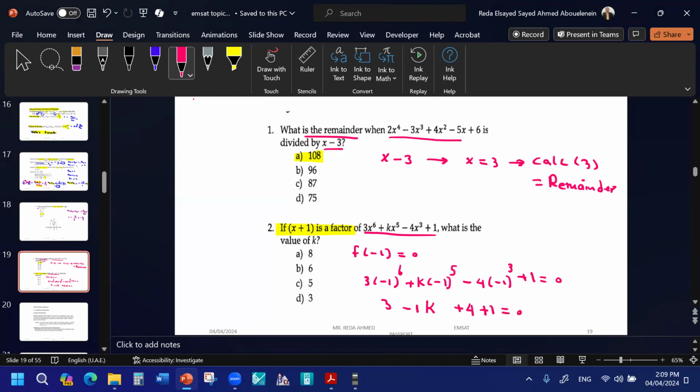You can use shift solve here, but you can simplify. This is 5 and this is 3. It will be 8 minus 1k equals 0. So k will be 8. This is the value of k.